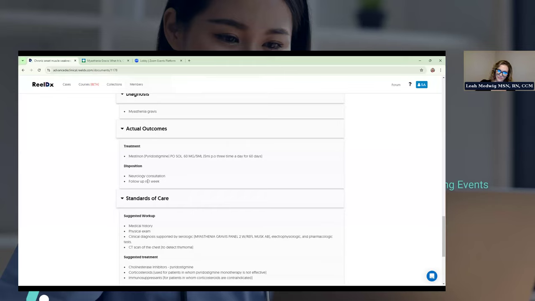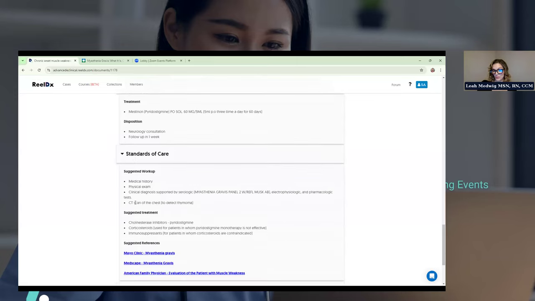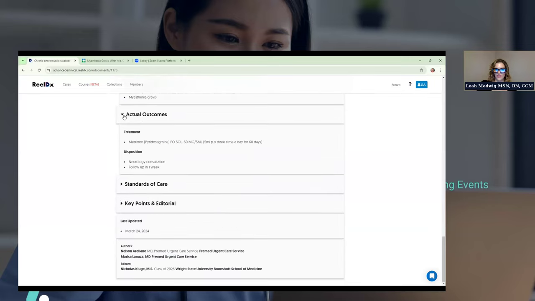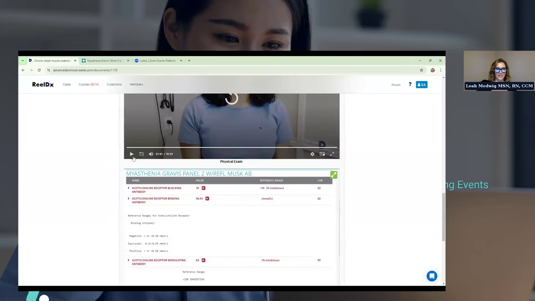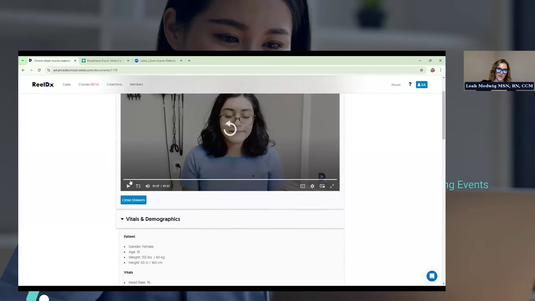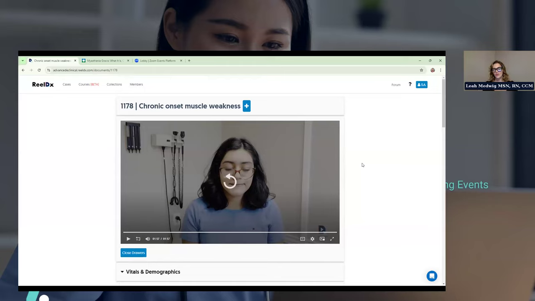That we can see she took the Mestinon, she followed up with neurology, and I'm assuming that she made a very quick recovery. So that is myasthenia gravis. I will now open up our question and answer session, and I will stop sharing my screen.